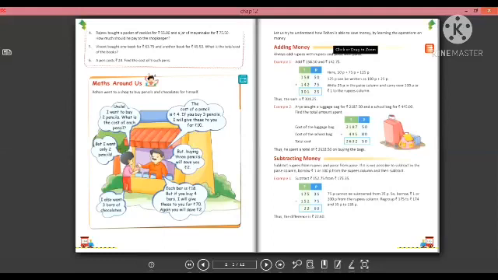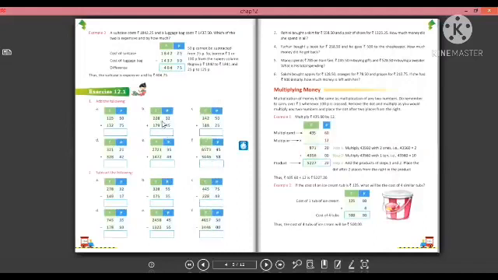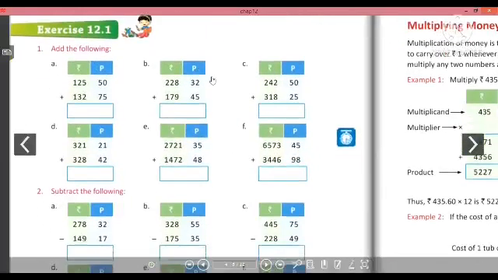So I hope you understood that adding and subtracting money is an easy matter. Now let's look at Exercise 12.1. In Exercise 12.1, we have to add the following rupees and paise. Let's quickly look at the solution video and then we will start solving all these questions.